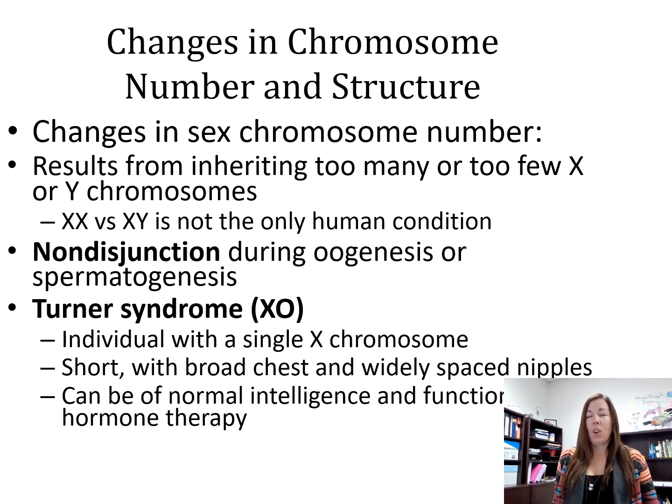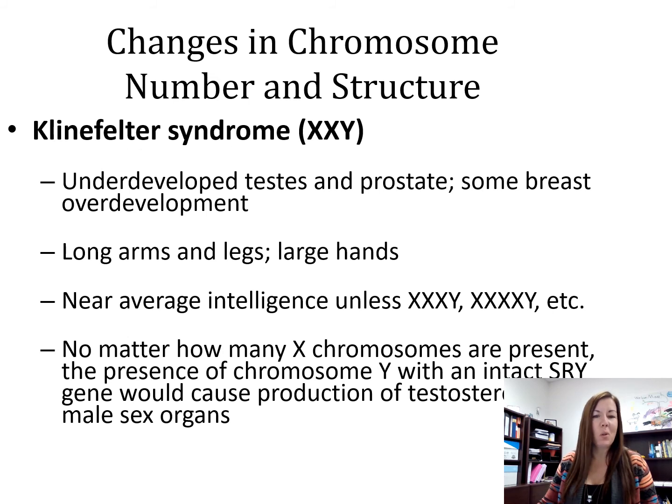So when you see that, you can have an individual with a single X chromosome, and that's when you see Turner syndrome, or XXY, when you see Klinefelter syndrome. You'll see underdeveloped testes and prostate, some breast overdevelopment, long arms, hands, near average intelligence unless you get more X's.